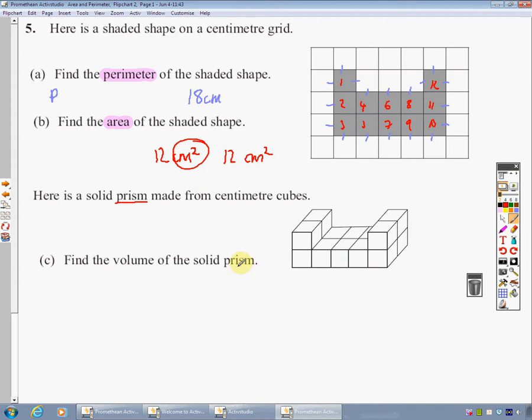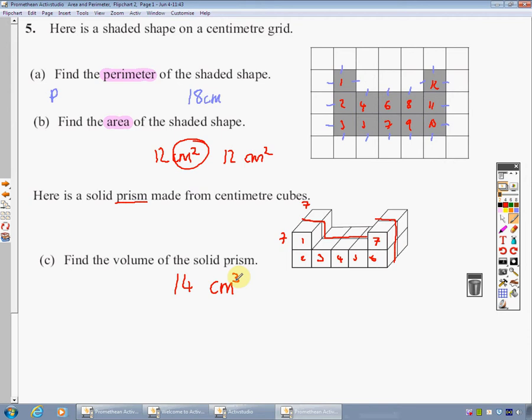Well, I think this is a relatively simple question again. The volume is the number of cubes needed to build it. 1, 2, 3, 4, 5, 6, 7. And if you draw along there, I think we'll see that I've got two slices of that. So I've got 7 in the front slice, another 7 in the back slice, a total of 14. But these are centimetres cubed because they've been made with cubes. Very straightforward question, that one.